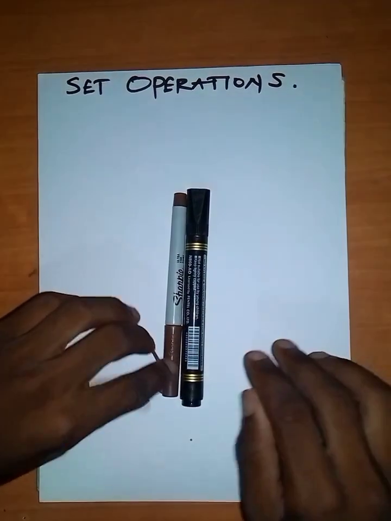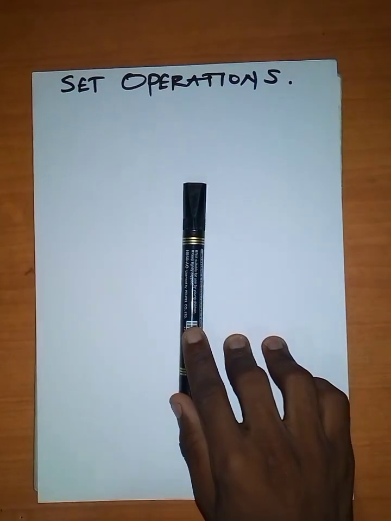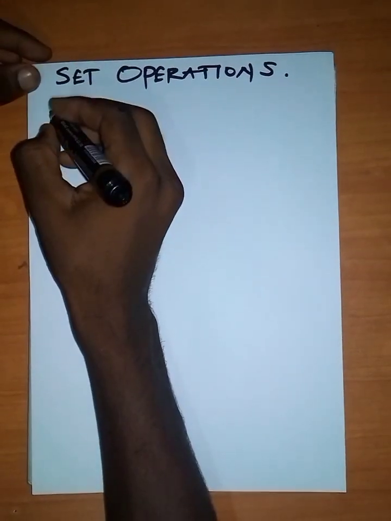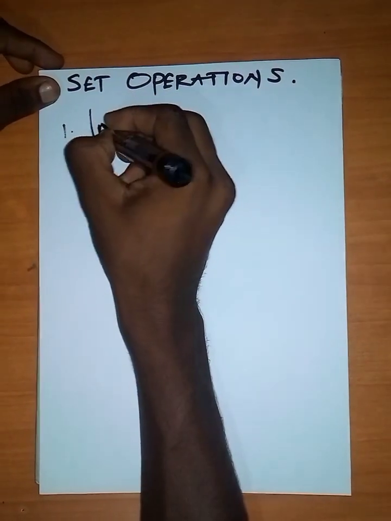Set operations. Previously we looked at set symbols, but today I want us to look at set operations, and there are basically three set operations that I want us to focus on. The first one is intersection.